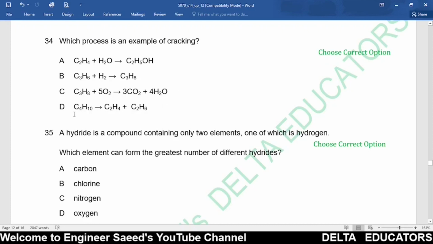Now we check option D. In option D we have butane. Now butane is split into two smaller parts. One is ethene and the second one is ethane. So this one is cracking, because cracking means splitting of a compound into smaller compounds. So here it is cracking because butane is split into two smaller compounds, one is ethene and the second one is ethane. So this one is cracking, that is shown in option D. So the correct option will be option D.